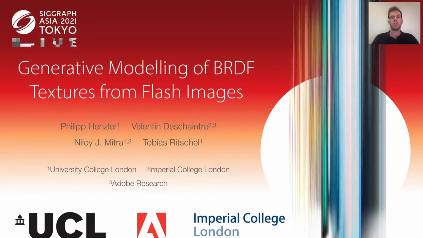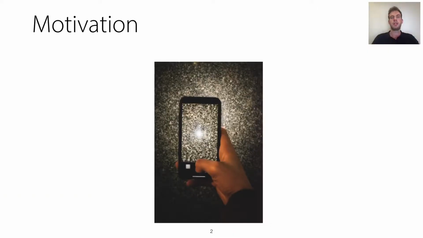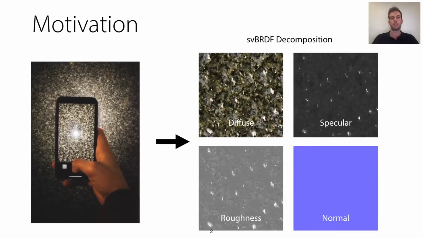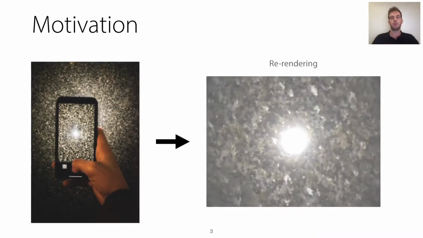I'm a PhD student at University College London and will be presenting our work on generative modeling of BRDF textures from flash images. In this work, we present a novel approach towards high-quality material acquisition. For a given stationary flash image of a material, as seen here for marble, we seek to find its corresponding material properties. These properties are represented as diffuse, specular, roughness, and normal maps that, when re-rendered, resemble the input flash image.